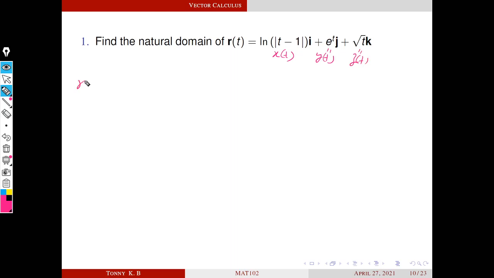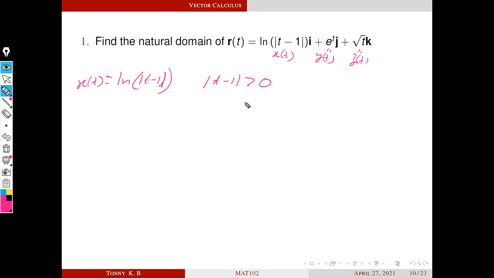Okay, so first we consider our x of t, that is log of modulus of t minus 1. How to find the natural domain of log of modulus of t minus 1? We know that the log function exists only when the argument is positive. That means modulus of t minus 1 should be greater than 0.